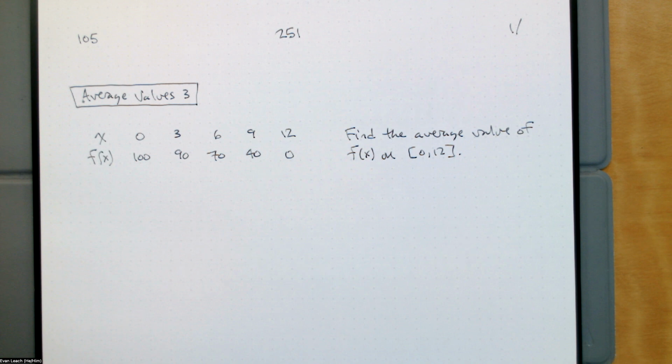Today we want to look at some average values again. Remember, we're thinking of averages the same way we always think about averages. We add everything up and divide by the number of things.